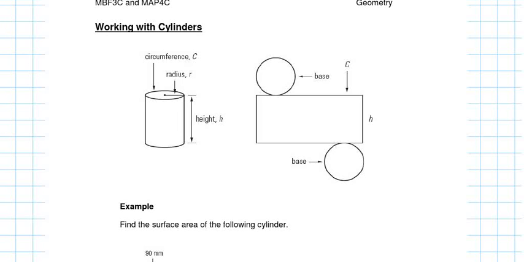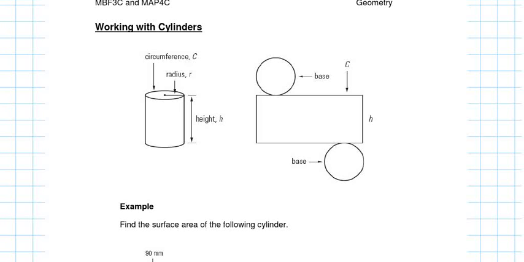Area of cylinders and how to find the surface area of spheres. We talked about the nets yesterday, and we said that in a net, when you open up your 3D shape, you're going to have different 2D shapes. And one of the ones that we talked about yesterday was the cylinder.